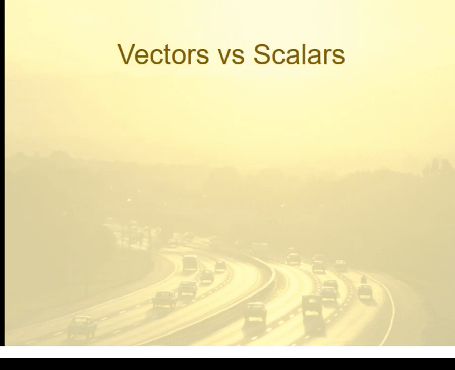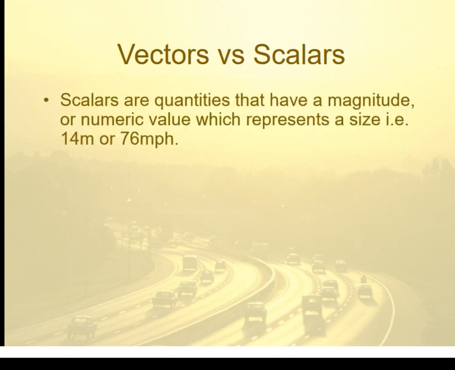Vectors versus scalars. Some numbers just have a size. That's called a scalar. Scalars are quantities that have a magnitude. So the book might say magnitude. Don't let that throw you off. It's just talking about the size of the number. So 146 meters or 12 elephants or something like that.